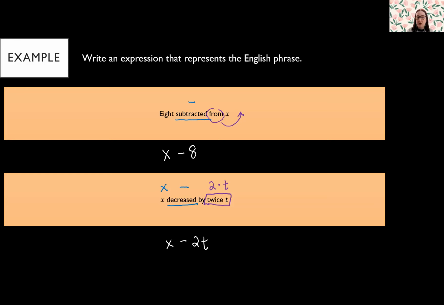There's nothing we can do. We can't solve. We can't figure out what X is. We can't add these together because these are expressions. There's nothing to do. You're just taking these words and translating them into what they mean mathematically. Are there any questions so far?